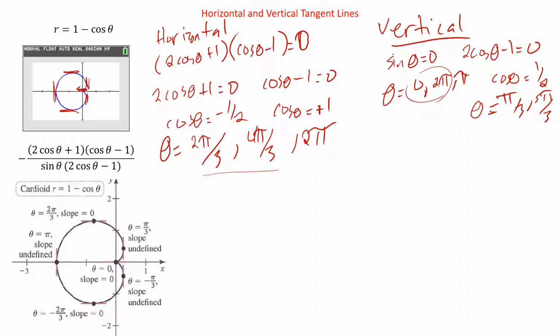So, if we're looking at it, slope's undefined. Notice here, right where we saw it, that would be at those values, and over here. And then slopes are 0 at the top and bottom and middle. And so, horizontal and vertical tangents are found the same way as with any rational equation. We would find the derivative and then set the top equal to 0 for horizontal, the denominator equal to 0 for vertical.